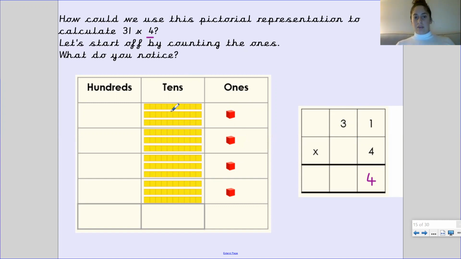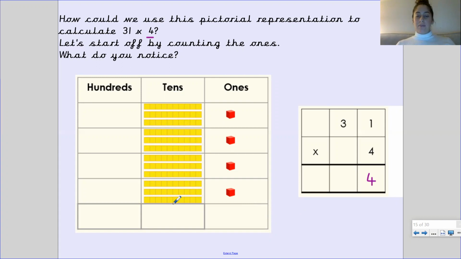Let's count together in threes because they're organized in threes. 3, 6, 9, 12. What do you notice? Pause the video. Okay. Did you notice that there are 12 tens in the tens column?